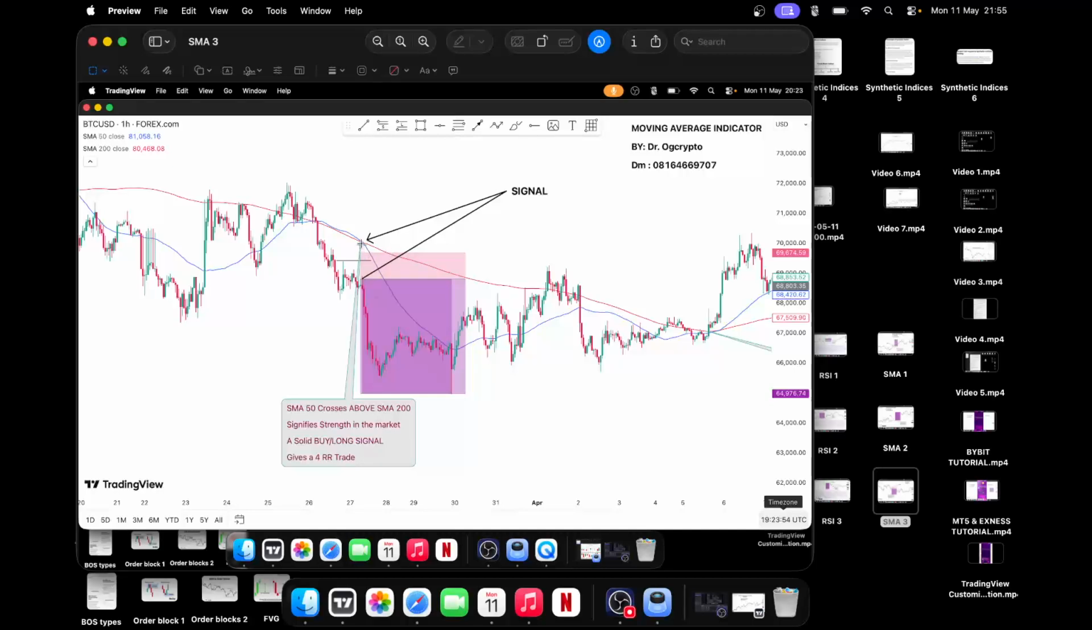So I will go and trace it. So it's around this place. Then I will short the market. So this one is supposed to be a solid sell signal. Sorry, I made a mistake. So it signifies that there is weakness in the market, because you can see now the blue line crosses below the red line. So this one gave a 4 RR trade, meaning that if I enter the trade with $100, I will have made $400 from this trade.